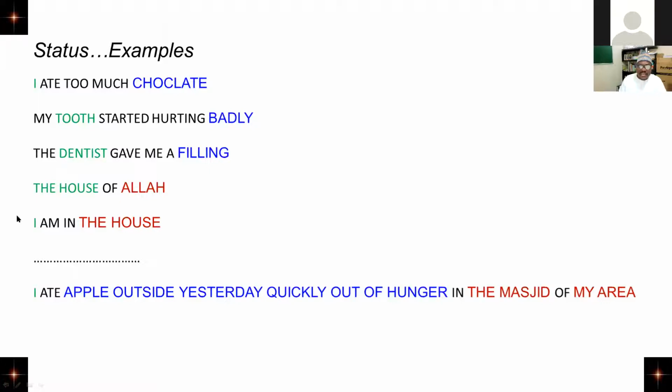Now, this one is a little bit tricky. Why am I coloring this red? And what status is the house? Okay, Habib says it's in jar status. Why is it in jar status? Is there any "of" there? Abdul Hamid, Aisha, Habib, why is it in jar status?